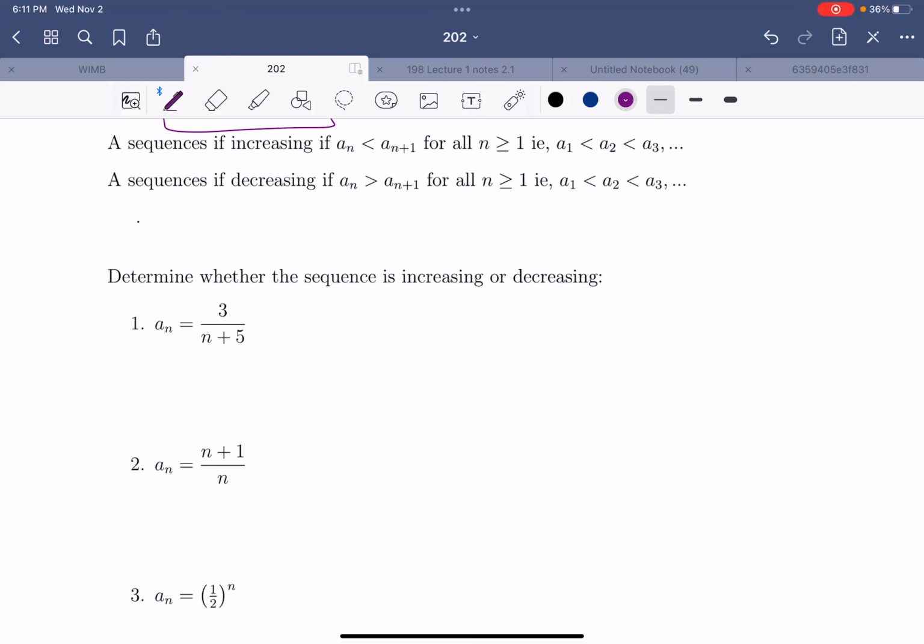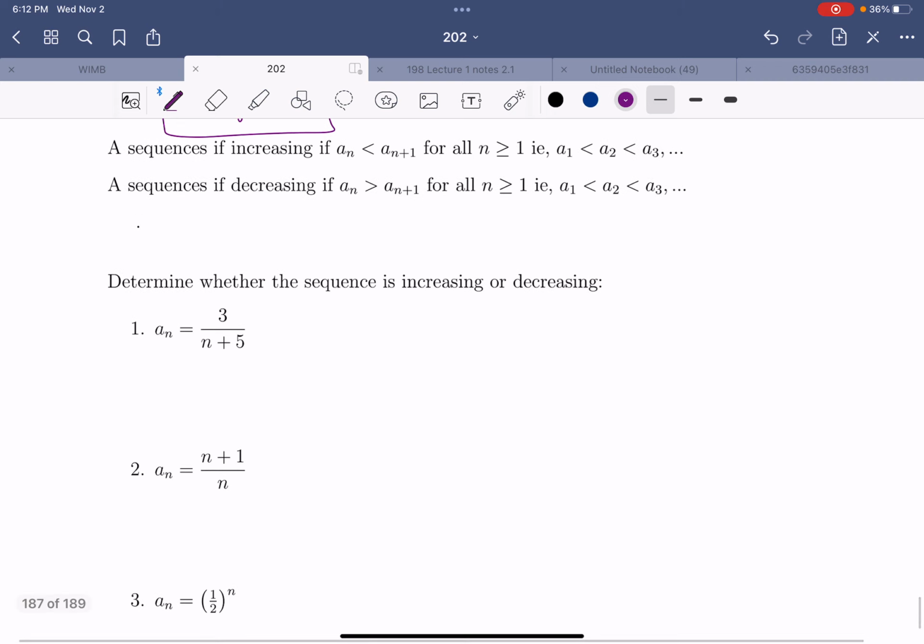Hi all, this is the second part of lecture 20 from section 11.1 on sequences. So far we've looked at how to write sequences, how to find terms in a sequence, and then we've looked at the limits and the boundary, the long-term behavior of our sequences. The next thing we want to be able to use to find convergence or divergence is the idea of looking at whether a sequence is increasing or decreasing.